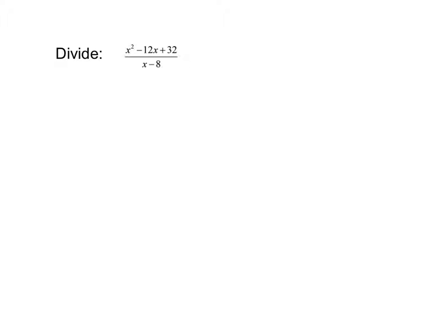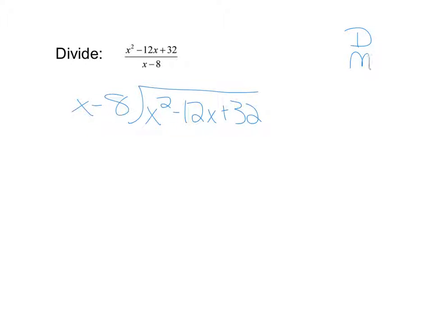This one is the same sort of thing. It's just written as a fraction, or with a fraction bar instead of the division symbol, but we're going to do the same thing. Are the exponents in order? They are. So we're just going to copy. We're going to put that inside the house. We're going to put the divisor on the outside of the house. Remember your steps are divide, multiply, subtract, bring down.